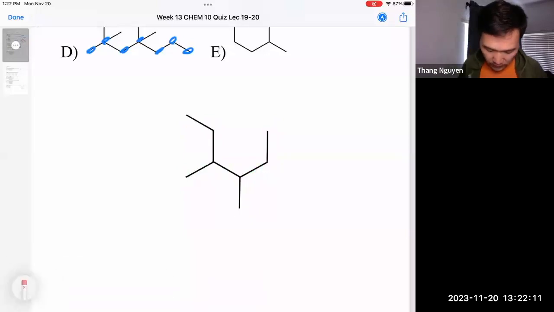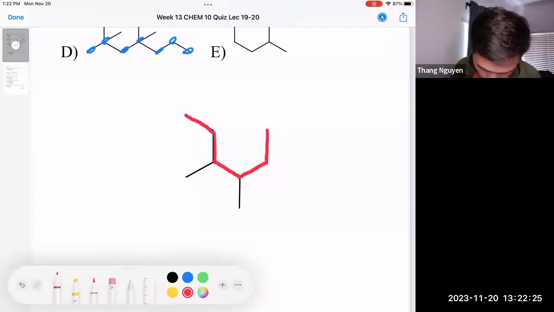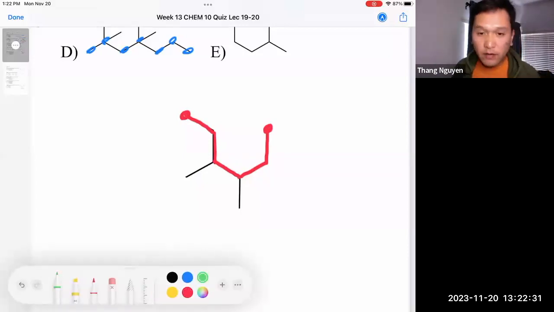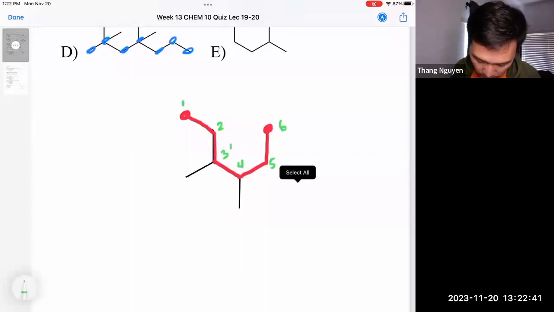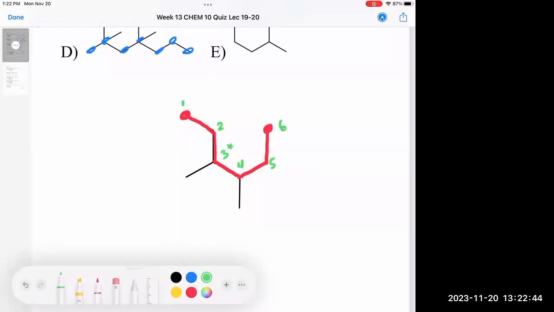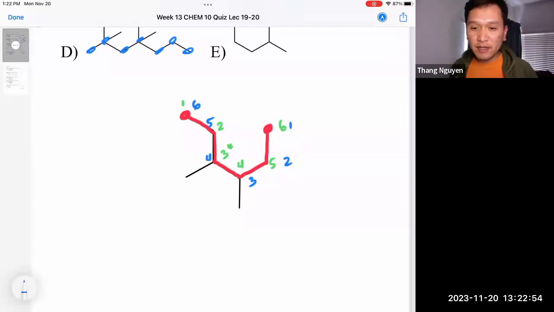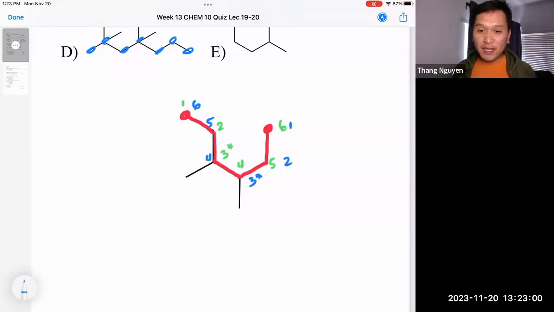Go ahead and just erase all of that for clarity. So remember our longest chain was this one. This is an end and this is an end. If I go from the left-hand side, 1, 2, 3, 4, 5, 6, I see my substituent first at number 3. Now, if I go from the right-hand side, 1, 2, 3, 4, 5, 6, I see my first substituent at number 3 again. So it's a tie. If it's a tie, then you keep on going.